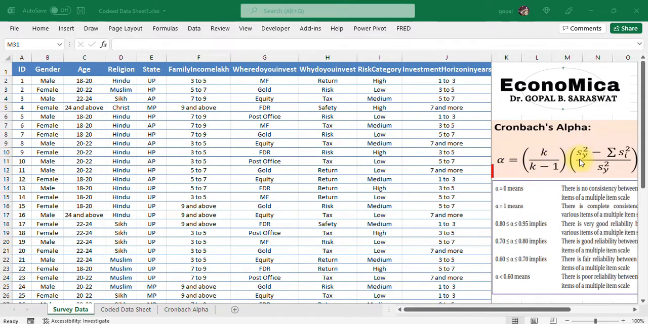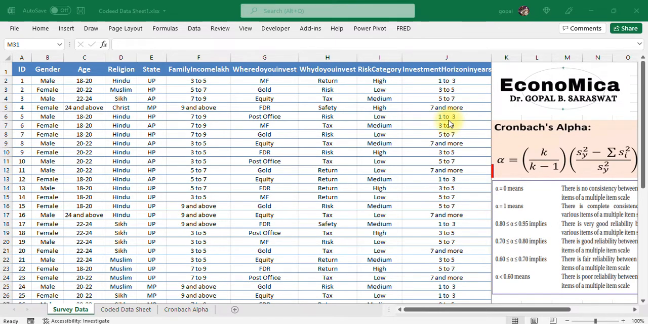Then one minus the sum of variances divided by the total variance. Once you multiply these two, you will get the value of Cronbach Alpha. And there are certain meanings to those values. Whatever value you calculate for Cronbach Alpha, we are going to check with that whether this questionnaire and these responses are reliable or not.